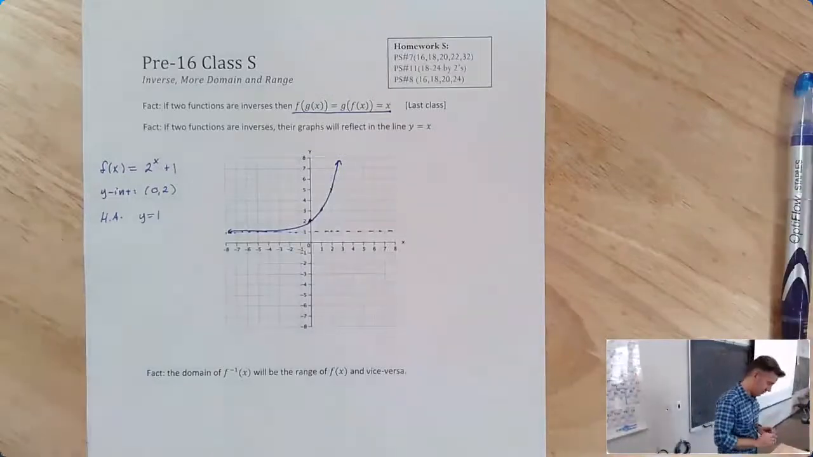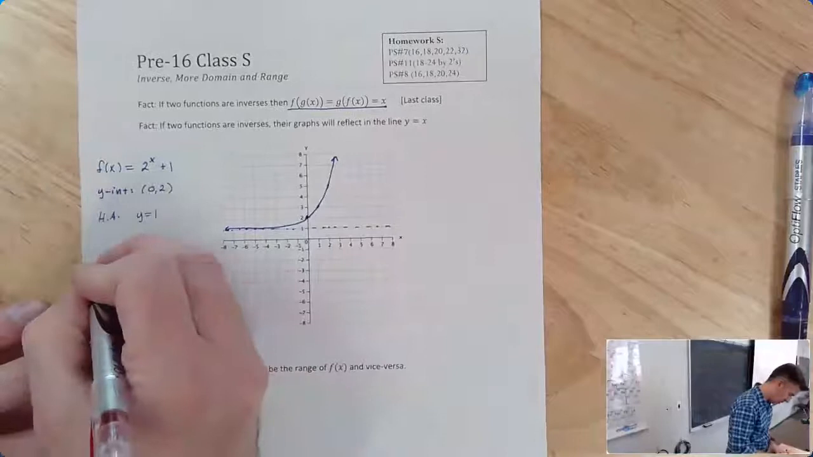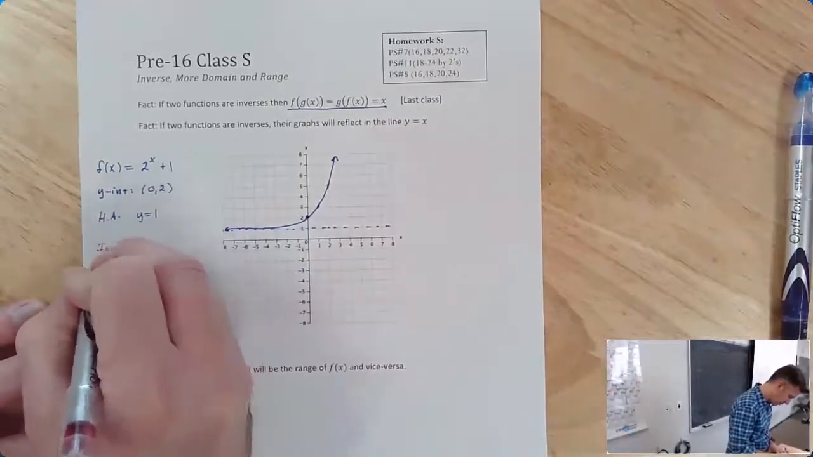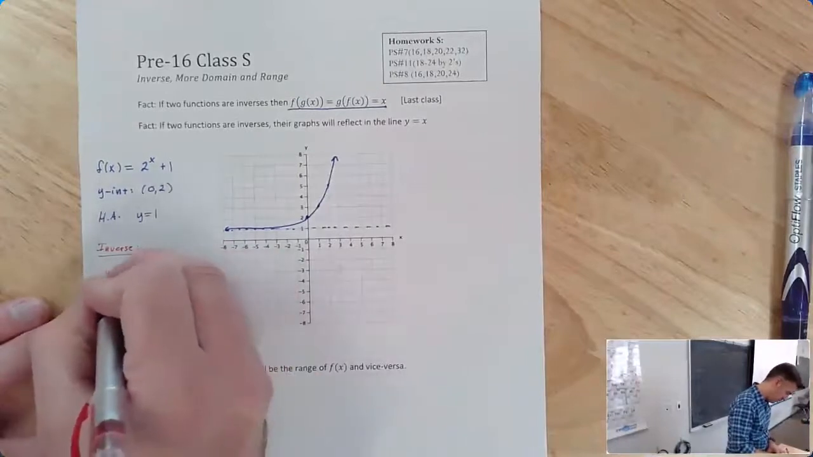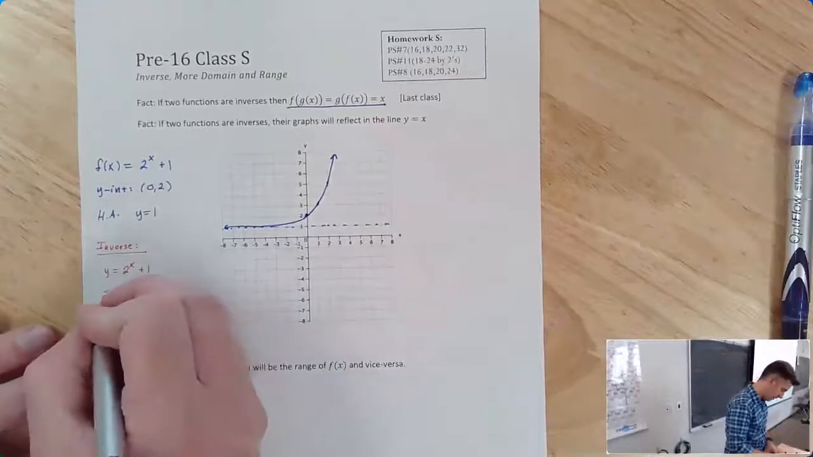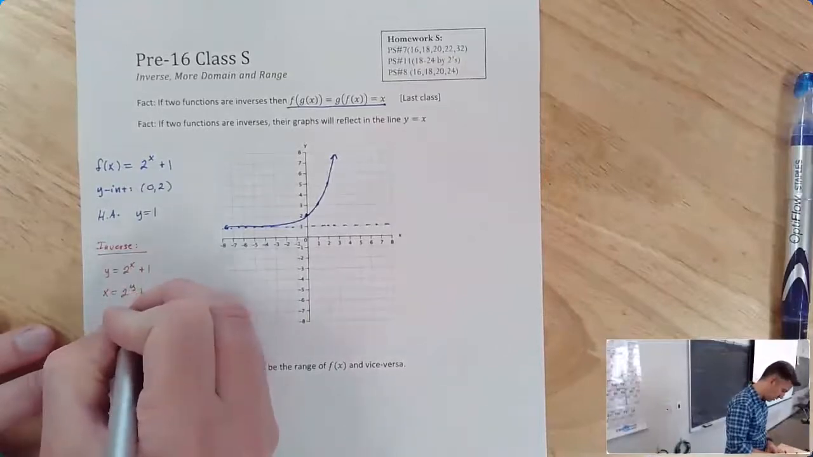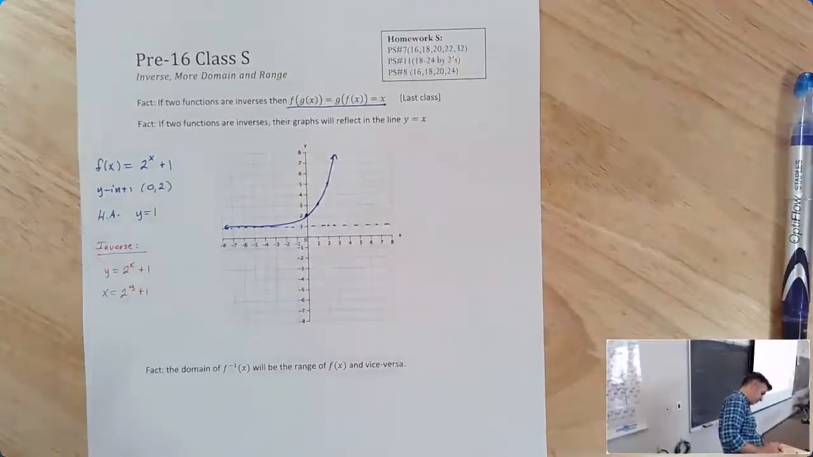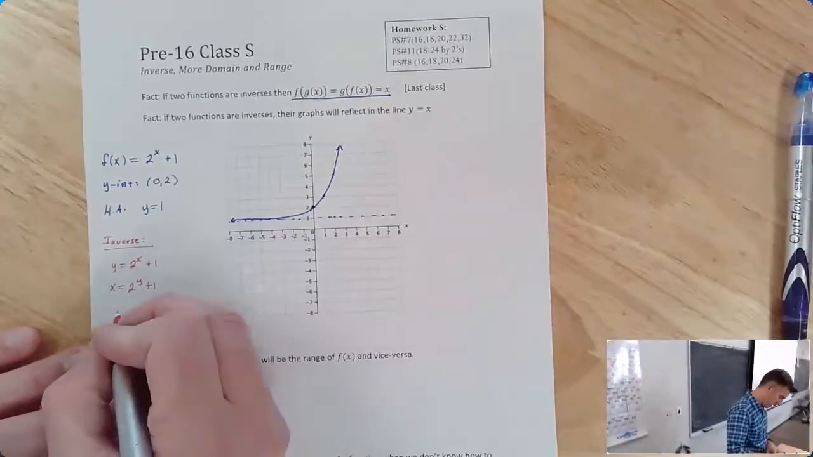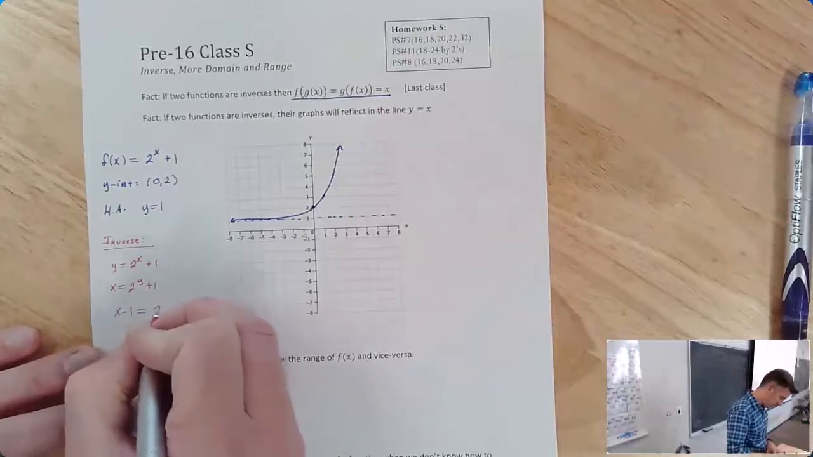The inverse function, well, in fact, we can even find the inverse function. To find it, we write y equal to 2 to the x plus 1, and then we switch x and y. So we have x equal to 2 to the y plus 1. Then solving for y, we've got x minus 1 equal to 2 to the y.